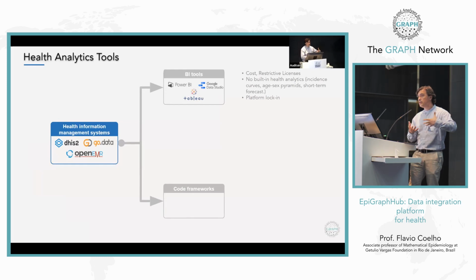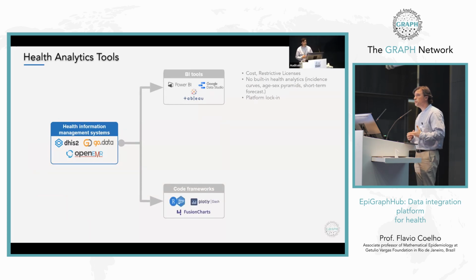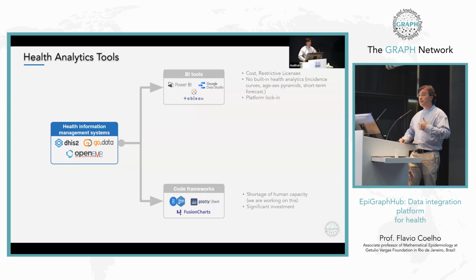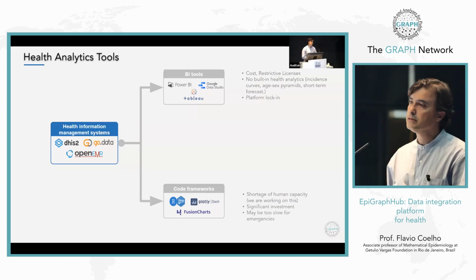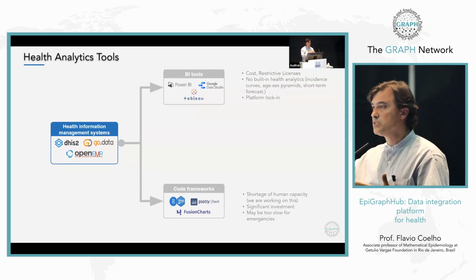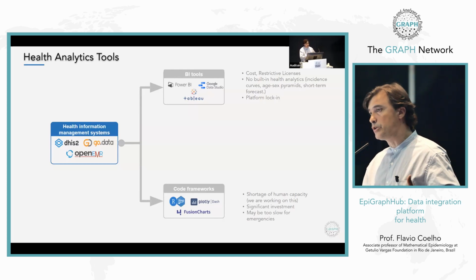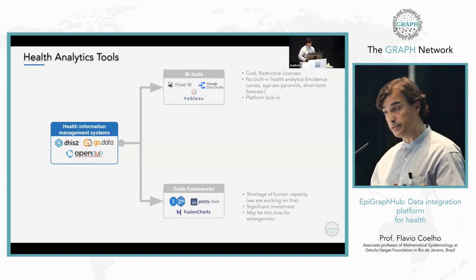On the other hand, you can choose the path of developing your own tools by writing your own software, and there are great tools out there to help you do just that. However, the human capacity to build those tools is not really very common, as we've talked about, and that's the main theme of today's event. And it can be quite expensive because of that, and it's not really responsive in a situation of emergency where you have to have results out there really quickly.